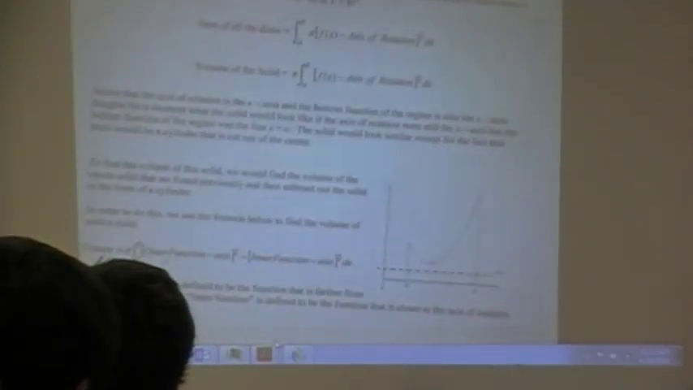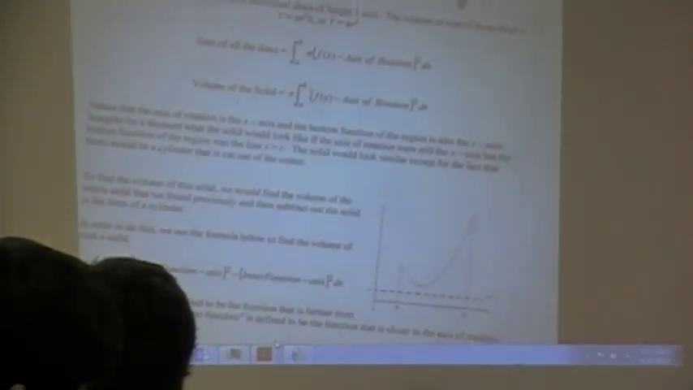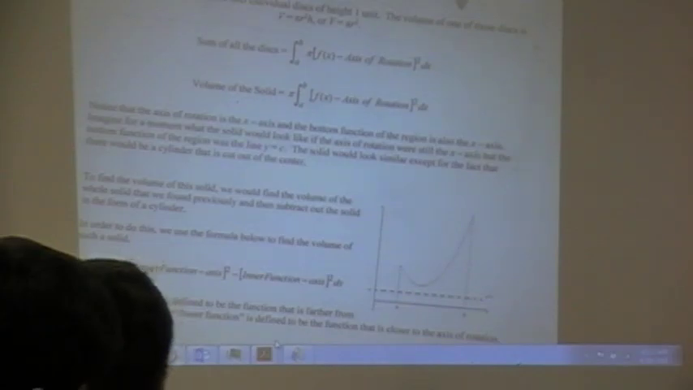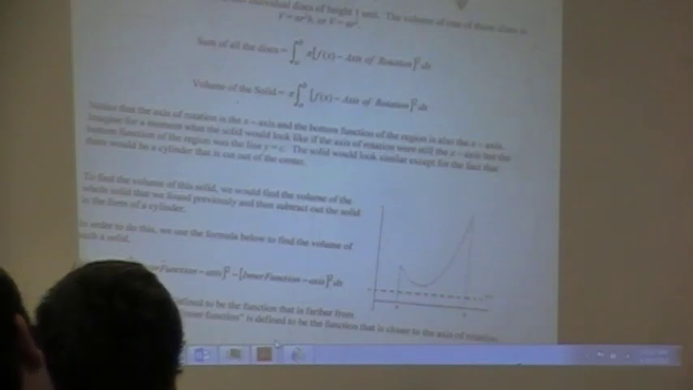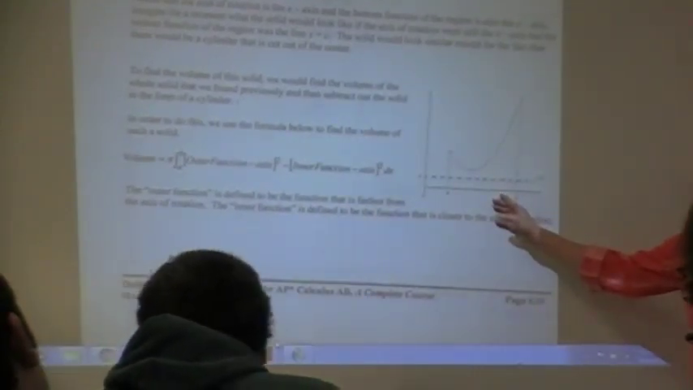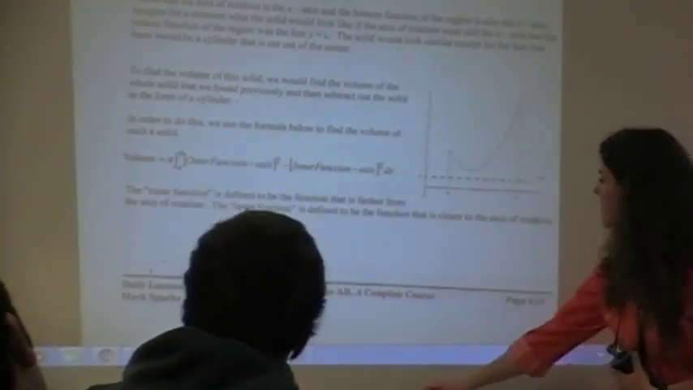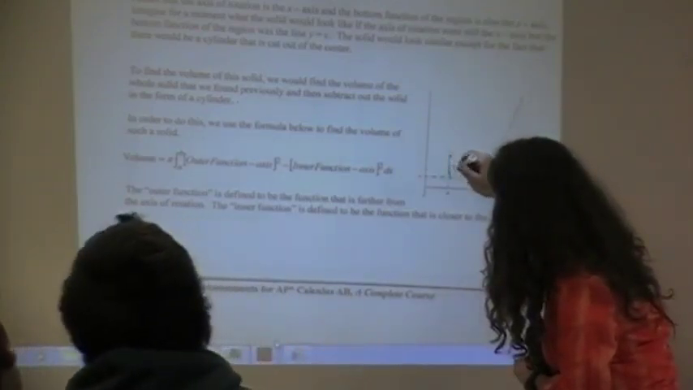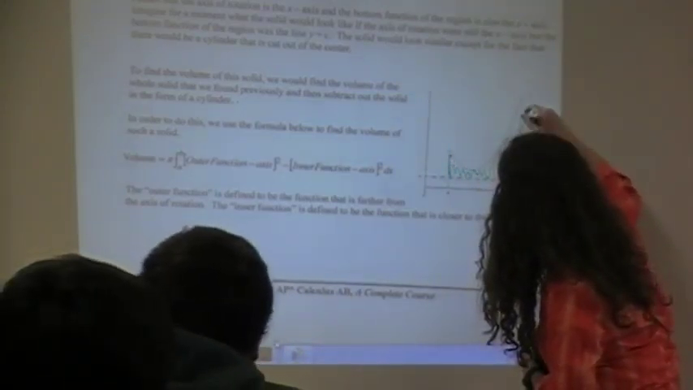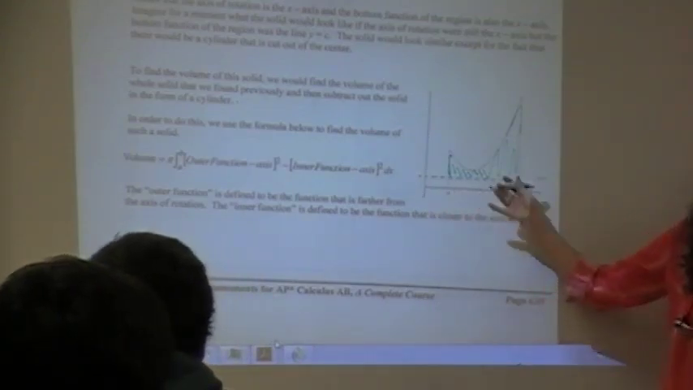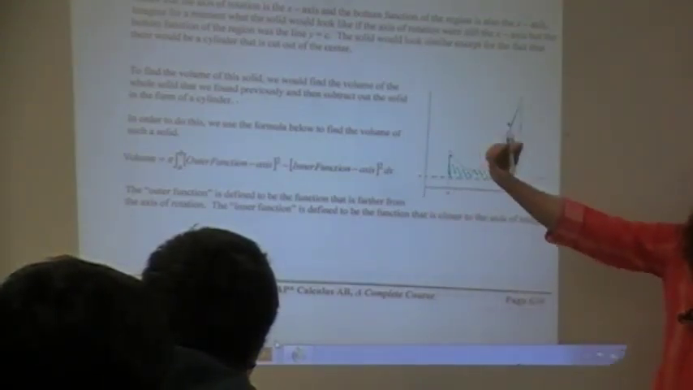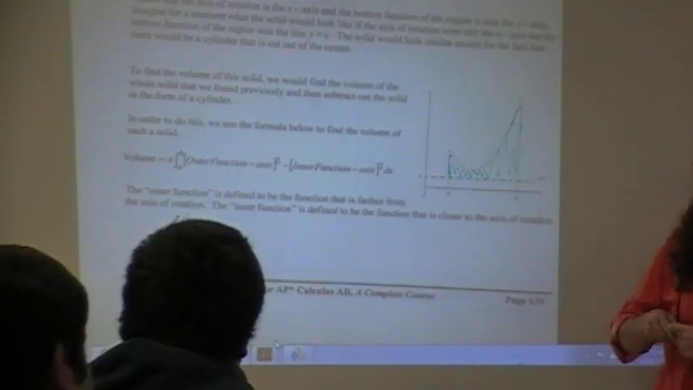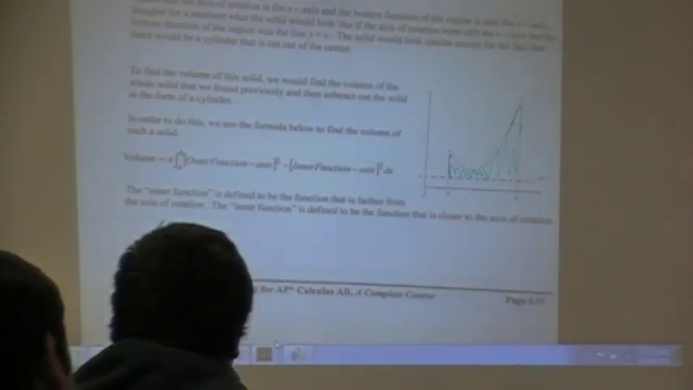Okay, so this says, notice that the axis of rotation is the x-axis and the bottom of the function of the region is also the x-axis. Imagine for a moment what the solid would look like if the axis of rotation were still the x-axis, but the bottom of the region was the line y equals c. They're showing you a picture of this right here. So this is exactly what I just did. The actual shape is this. It doesn't include this. And you rotate it around so you would end up with a core down the middle, a hole. Okay, that makes sense. Yeah, I'm seeing it. We're going places.